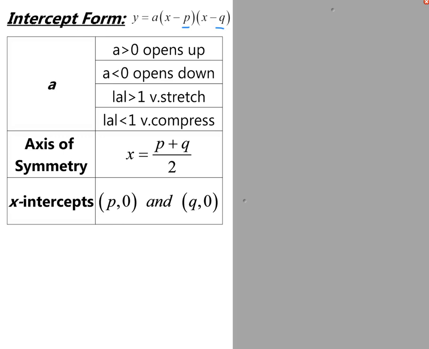So what information can we gather from intercept form? A, which tells us whether our parabola opens up or down and has a stretch or compression. And then second, we can also find the axis of symmetry. This time we have a different formula, x equals p plus q over 2. And remember, p and q are the numbers inside the parentheses after the x, but we have to take the opposite sign of what we see. Then we can actually find the x-intercepts from intercept form as well, hence the name. So our x-intercepts will be (p, 0) and (q, 0).